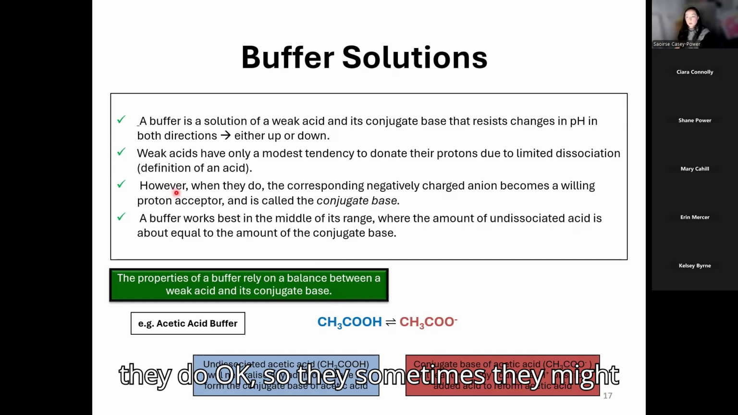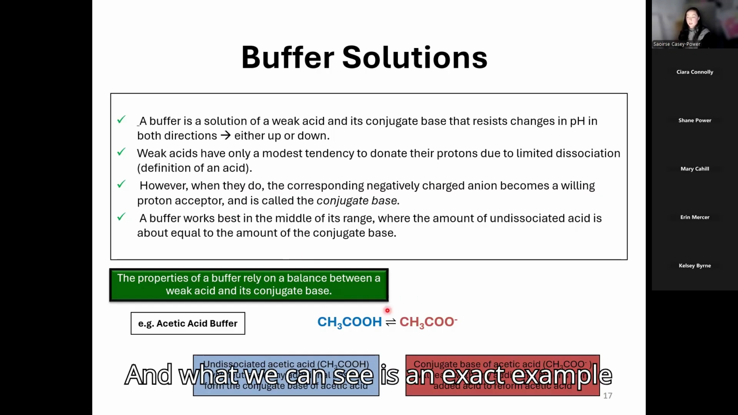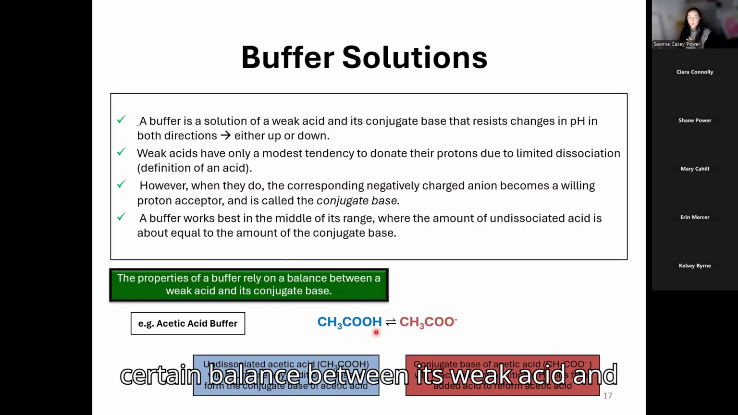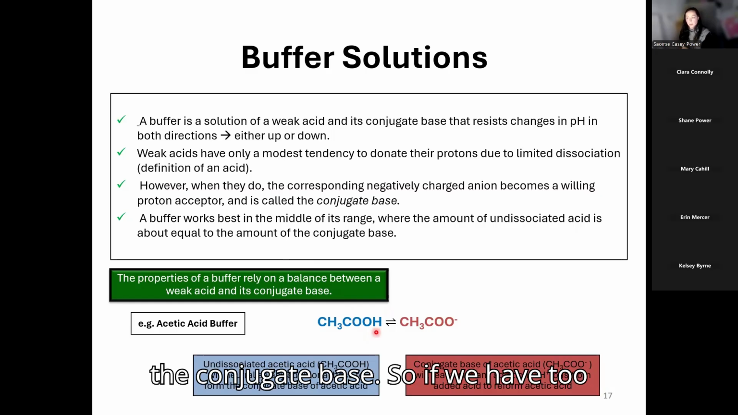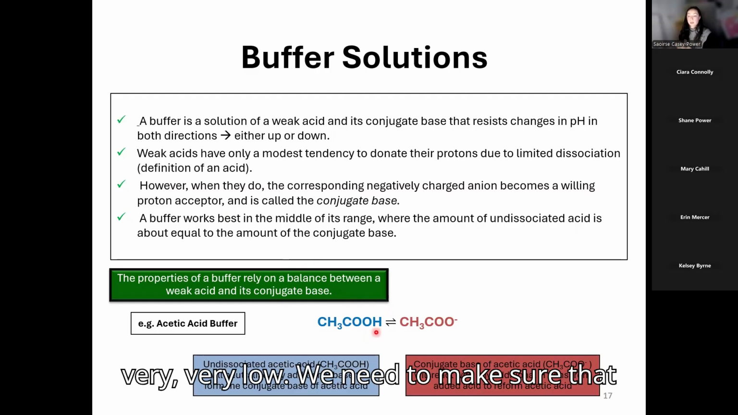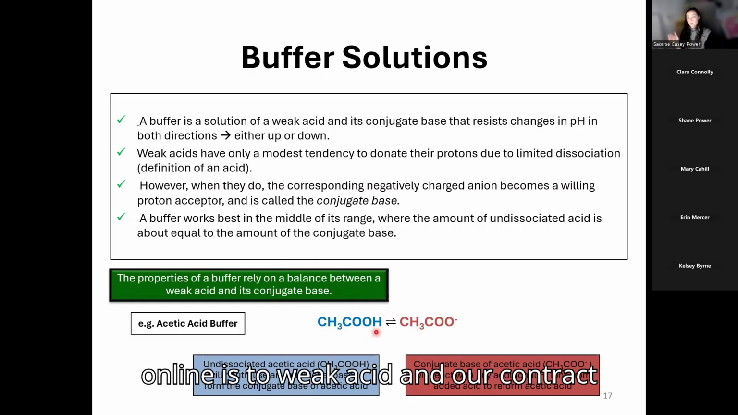But when they do, sometimes they might donate that proton to become a conjugate base. And we can see an exact example of that down here. A buffer will only work if we have a certain balance between its weak acid and the conjugate base. If we have too much of one, its buffering capacity is very, very low. We need to make sure that we have an exact balance between our unionized weak acid and our conjugate base.